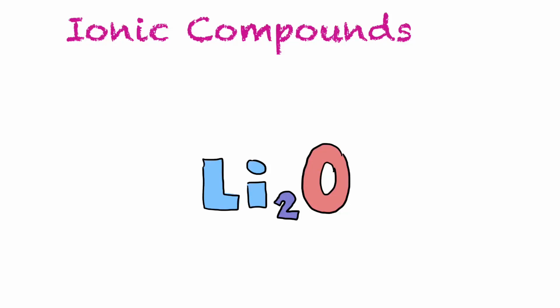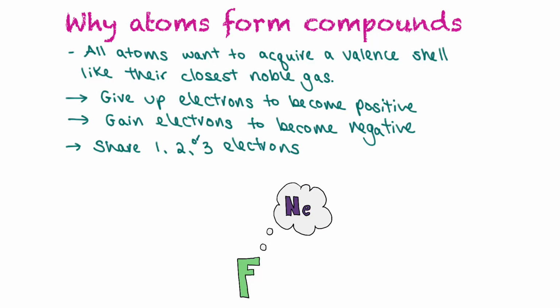In this video, we're going to learn about ionic compounds, and we're going to learn how to determine the chemical formula for simple ionic compounds and also how to name those compounds. So if you recall, all atoms want to acquire a valence shell like their closest noble gas. So they will either give up electrons to become positively charged, they'll gain electrons to become negatively charged, or they'll share 1, 2, or 3 electrons to get to that noble gas configuration.